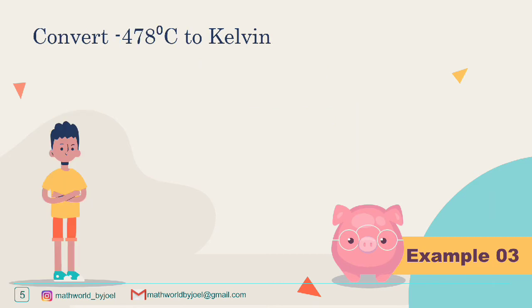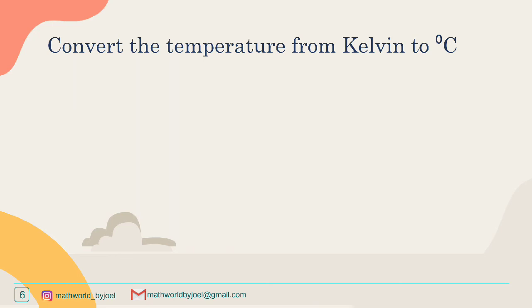Okay, let us take another example. I need to convert minus 478 degrees Celsius to Kelvin. Whatever the number might be, add plus 273 because you're moving from Celsius to Kelvin. So minus and plus will become minus. Do the math, and the sign of the greater number goes in Kelvin. Now we are converting Kelvin to Celsius.